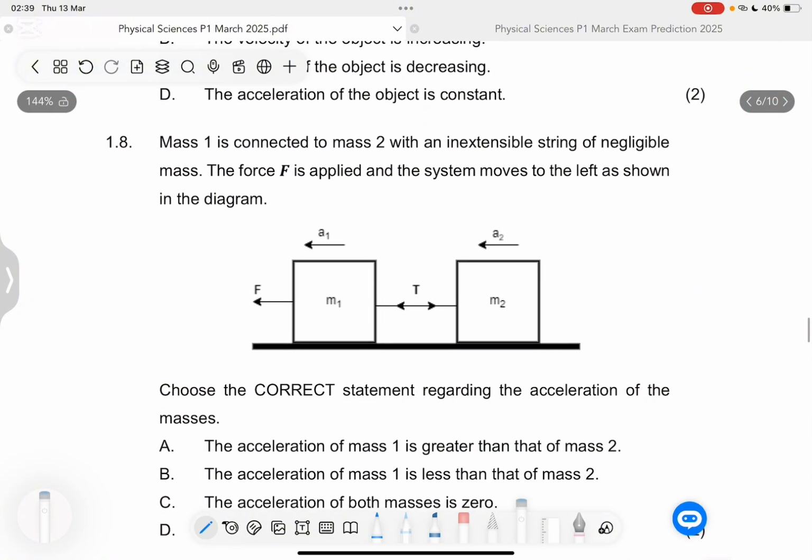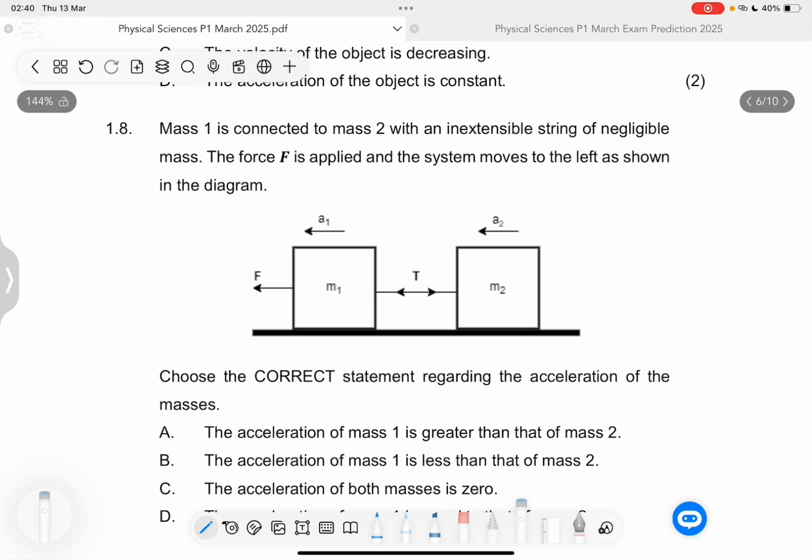Now we go to 1.8. Question 1.8 says to us that mass 1 is connected to mass 2 with an inextensible string of negligible mass. Now we are saying here that we have connected this object and that object with a string that does not have mass. We can ignore its mass, because remember, when we ignore its mass, we then allow this system to behave such that a couple of things become the same. The tension here becomes the same, right? And the acceleration as well becomes the same.